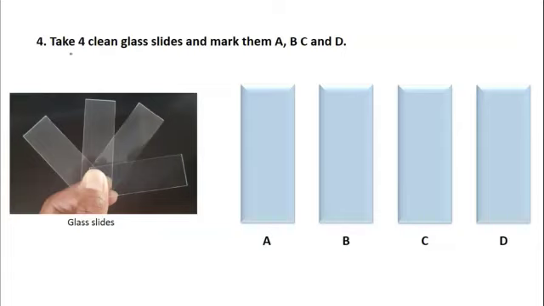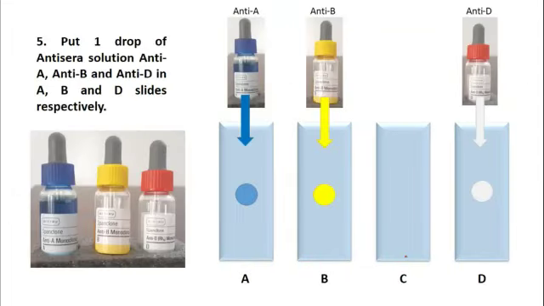Take 4 clean glass slides and mark them A, B, C and D. Here the C is used for the control. Put 1 drop of anti-sera solution anti-A, anti-B and anti-D in slides A, B and D respectively. So you put 1 drop of anti-A in slide A, 1 drop of anti-B in slide B, and 1 drop of anti-D solution in slide D.